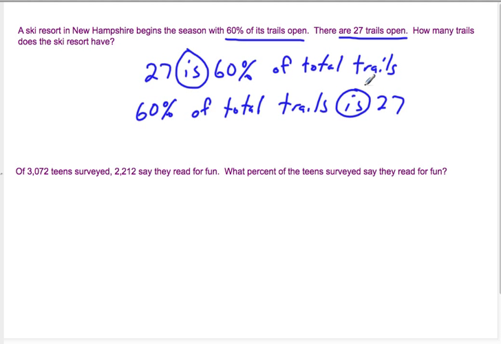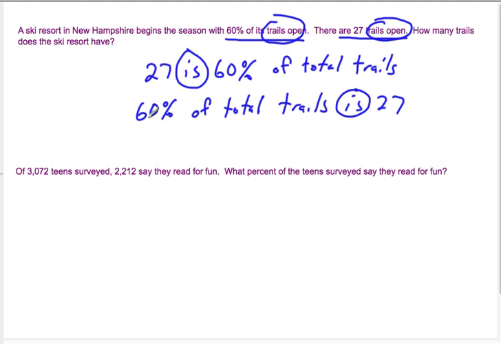So the important thing to notice when you read this is that it tells you two things that say the same thing. Trails open, trails open. So you need to see that 60% is 27, right? 27 is 60% of something. And then you can just do your translation.